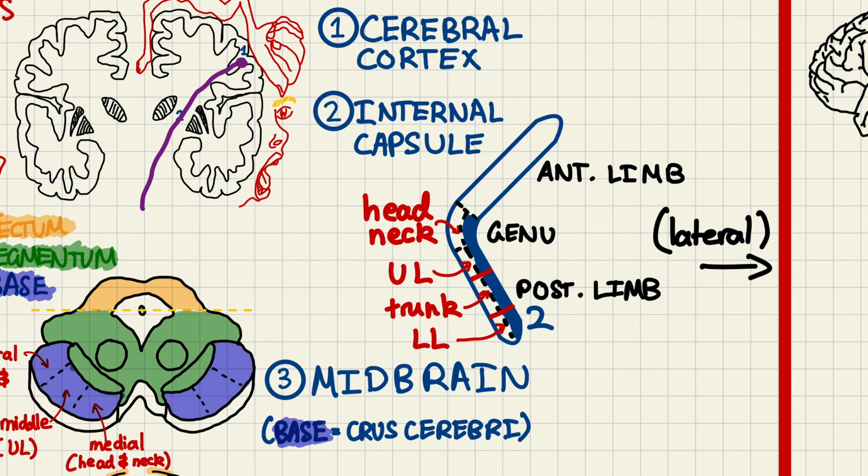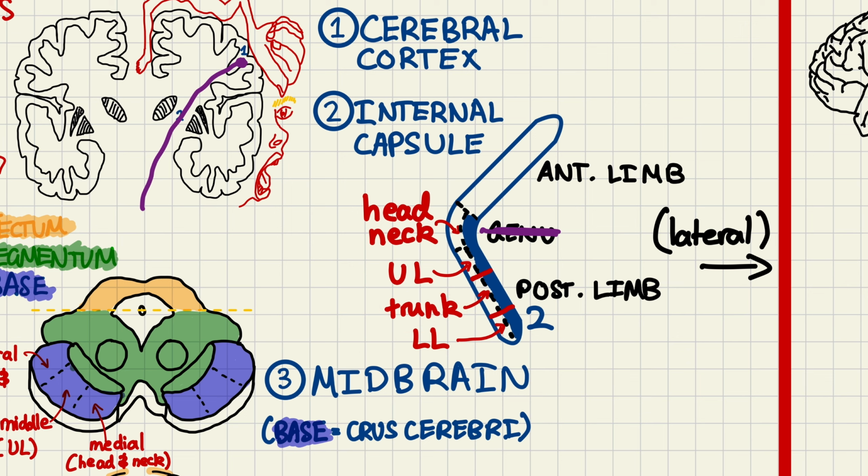Specifically, the genu is going to contain fibers that go on to innervate the head and the neck. Again, what is that? That is the corticobulbar tract. So we will not worry about the genu today. My posterior limb, on the other hand, is going to contain three main segments: a segment for the upper limb, a segment for the trunk, and a segment for the lower limb. So upper limb, trunk, and lower limb.